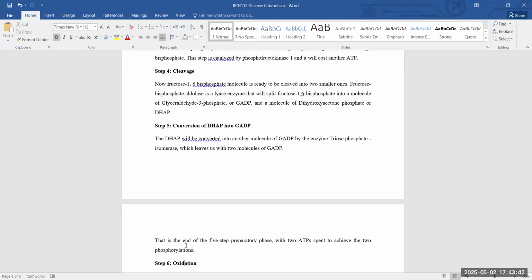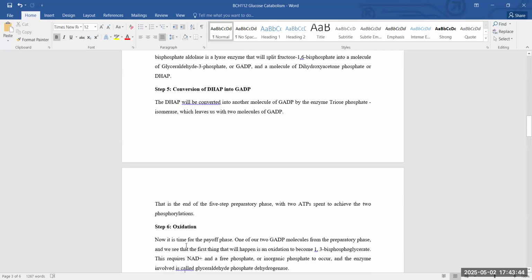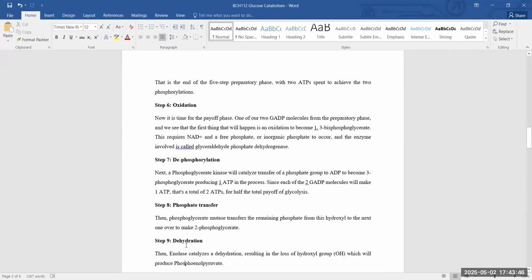I mentioned it in my previous class anyway. You can see all the reactions in this note, which is what I'm showing you now. I named the steps by the name of the reaction that happens there. Step number 6 is oxidation. Step number 7 is dephosphorylation, that is removal of a phosphate group from the 3 carbon compound to form ATP.